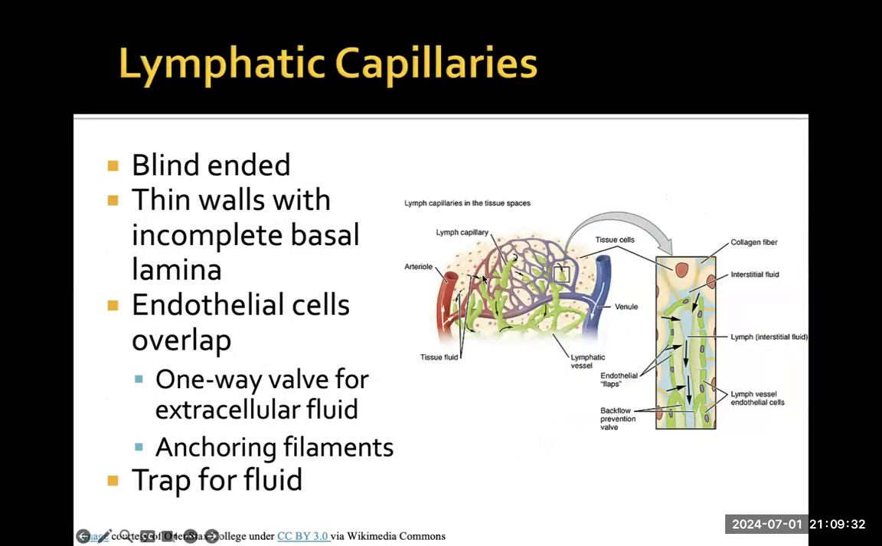So the lymphatic capillaries in here, again, they have blind ends, and the blind ends mean that they're closed on one side, open on the other. Their walls are very thin, and they have an incomplete basal lamina. The endothelial cells tend to overlap, and the overlap there is going to be helpful to create one-way valves for the extracellular fluid to keep going in one direction. And then it also helps with anchoring the tubes in place. And then lastly, the lymphatic capillaries are going to be a trap for fluid to grab things and keep the fluid inside.